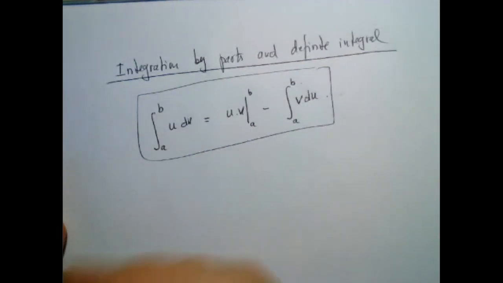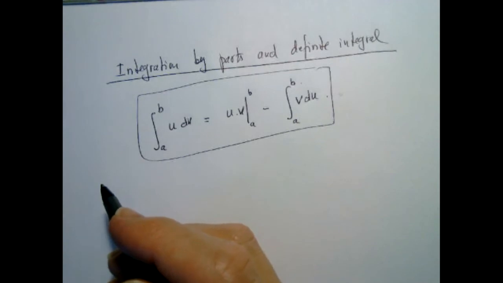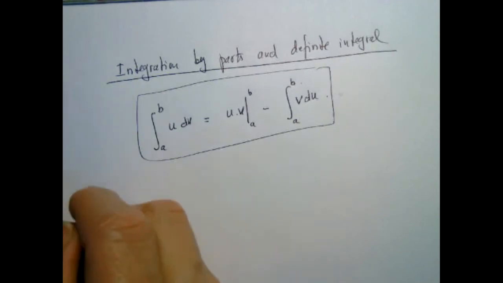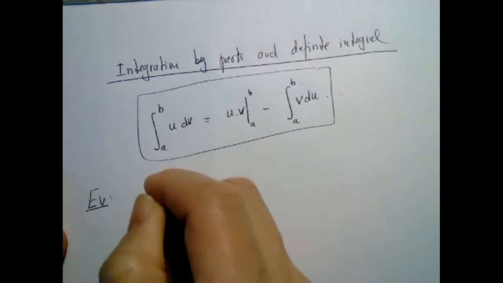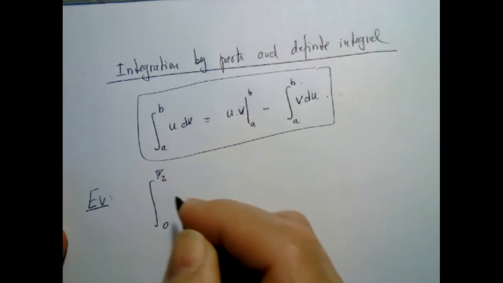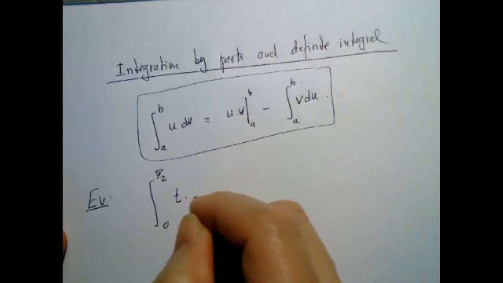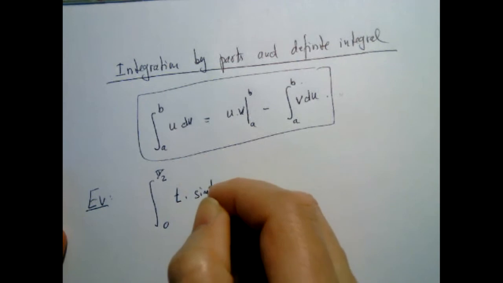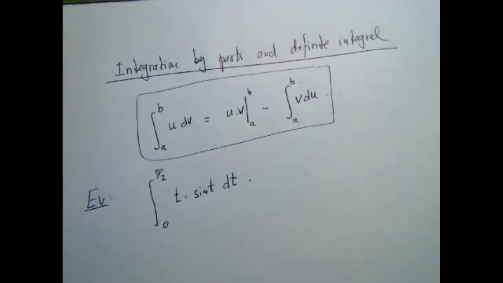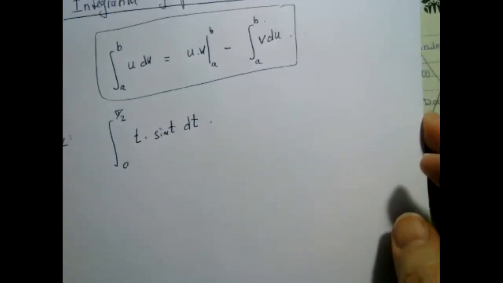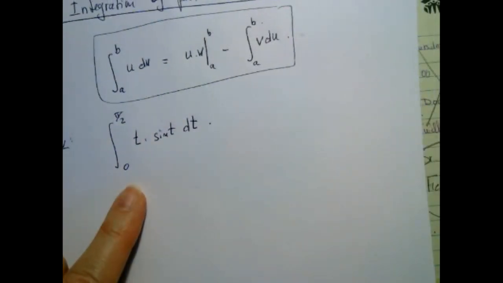So let me take a very simple problem because we don't have a lot of time. I'm going to take one of the most basic problems. Let's suppose I say evaluate the integral from 0 to pi over 2 of t sine t dt. The most typical integration by parts. That's the only way we can do those types of problems.